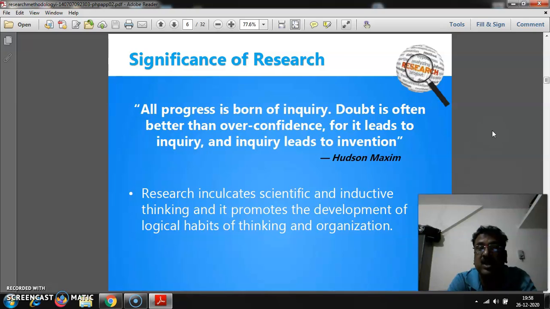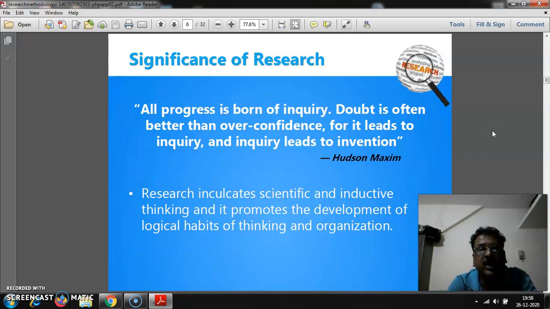Research inculcates scientific and inductive thinking, and it promotes the development of logical habits of thinking and organization. So, research inculcates scientific and inductive thinking in the minds of the researcher. It helps to promote the development of logical habits of thinking and organization. That's why in each and every organization there is a research and development wing. It is always searching for new things. It studies customer habits, taste, likes, dislikes, their culture, changing socio-cultural phenomena, everything.